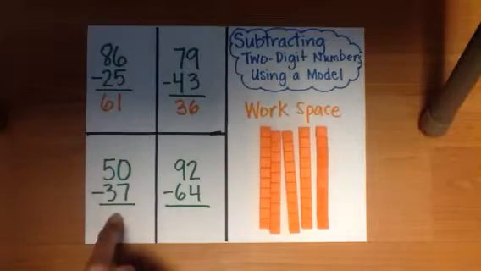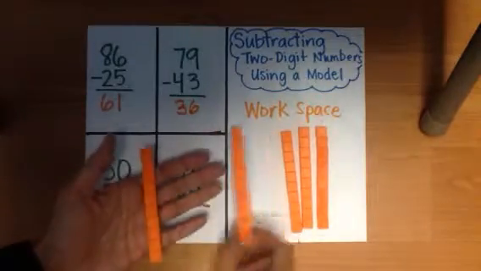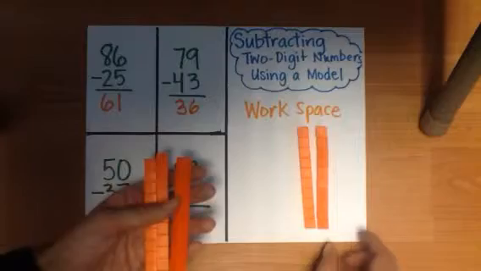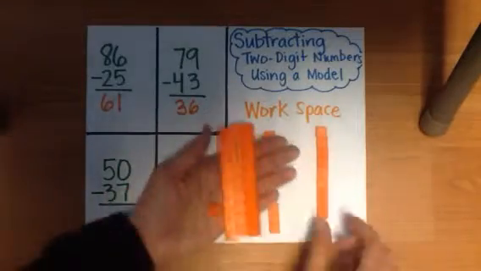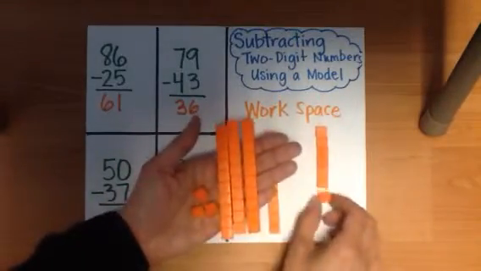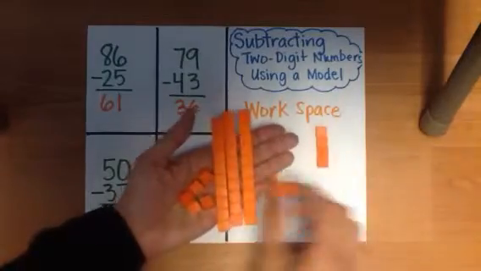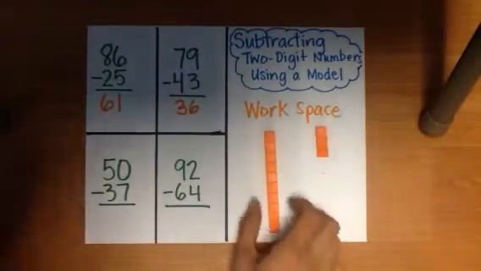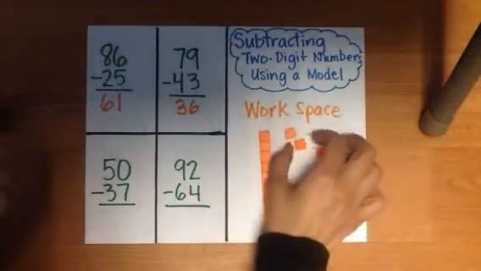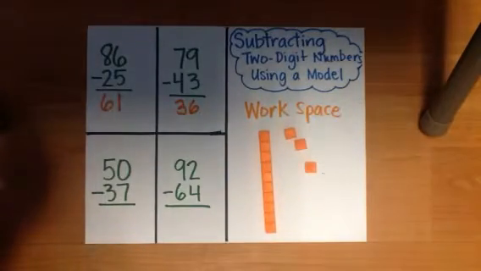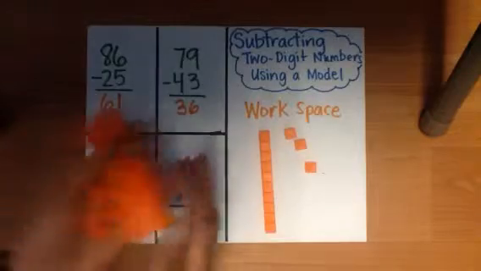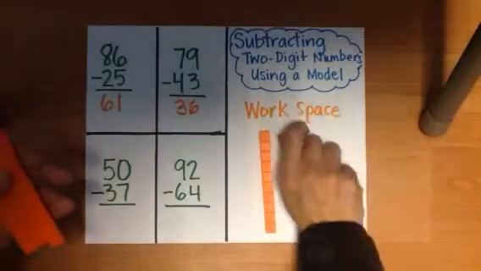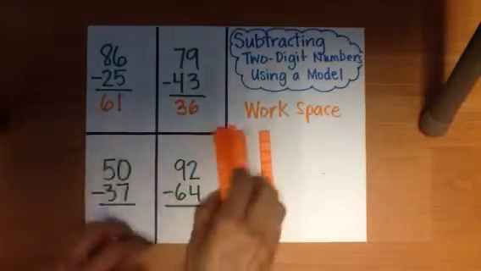So let's take away 37. 10, 20, 30, 31, 32, 33, 34, 35, 36, 37. So now what I'm left with is 10, 11, 12, 13. Now, how are you going to do it without even using these ones? Let's try that. Let me show you that one.